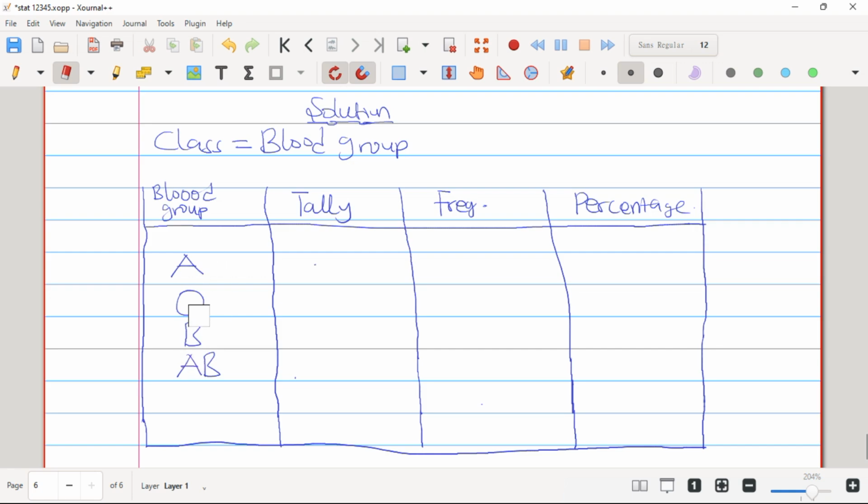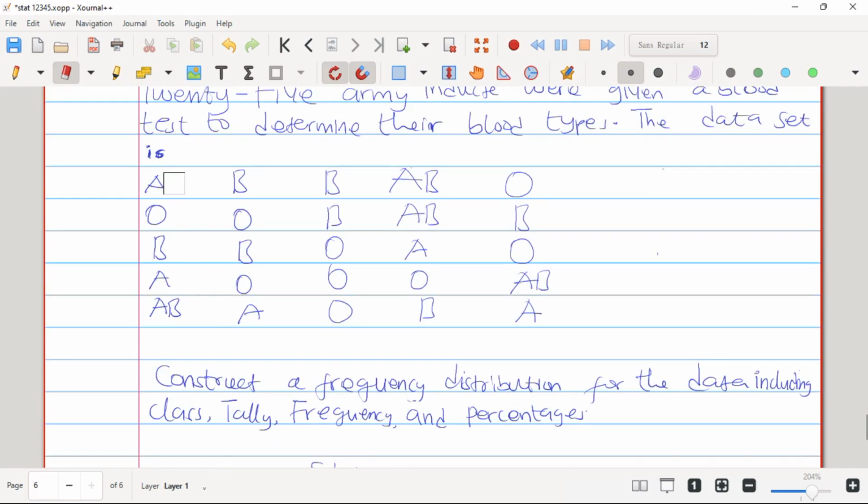This is not just a logic, or just a format that we can always follow. No, right? We have about 4 blood groups. We have blood group A, blood group O, blood group B, and blood group AB, right? And blood groups A, O, B, and AB repeat themselves in this data set, this raw data set. And we have about 25 raw observations, including these blood groups or blood types.